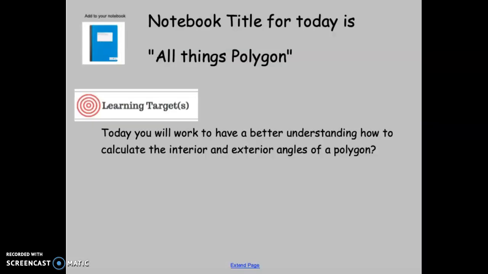All right, our title for today is All Things Polygon, and today you will work to have a better understanding of how to calculate the interior and exterior angles of a polygon.